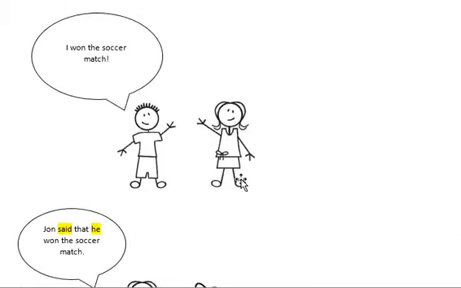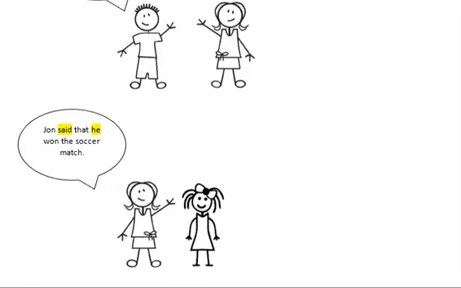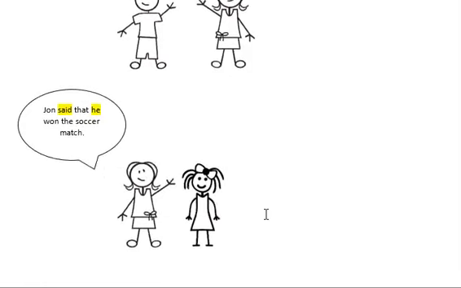All right. So, for example, let's look at the example at the bottom here. So John is telling Susie, I won the soccer match, right? And Susie wants to relate what John says to her friend. Then if she were to use indirect speech or reported speech, she would say, John said that he won the soccer match. That would be indirect speech. But if Susie wants to use direct speech, she wants to say exactly what John said word for word, and this is how she would say it.